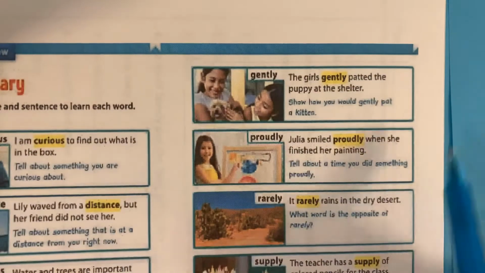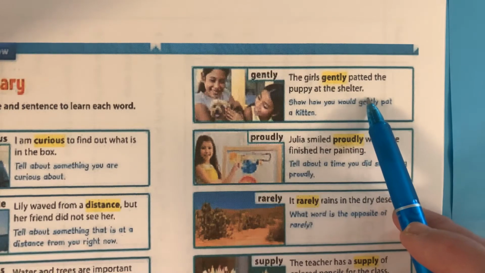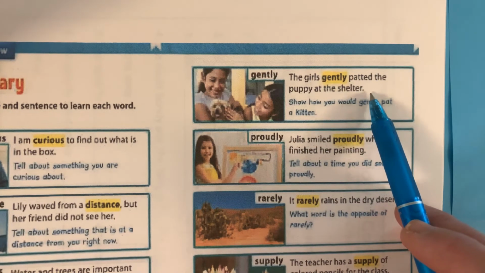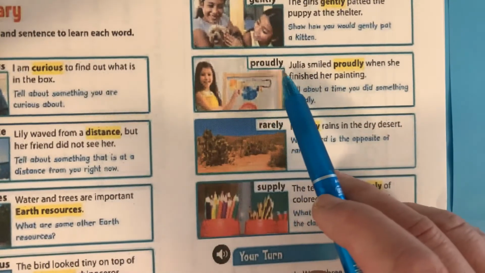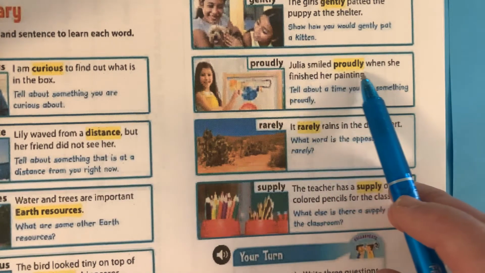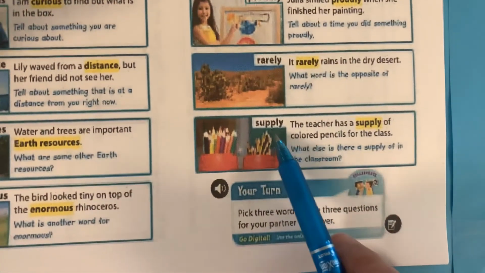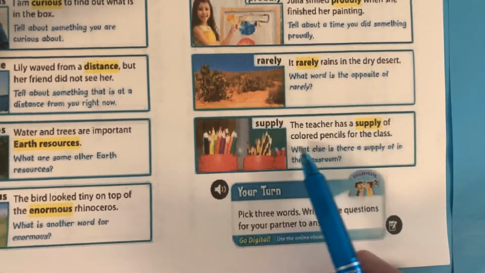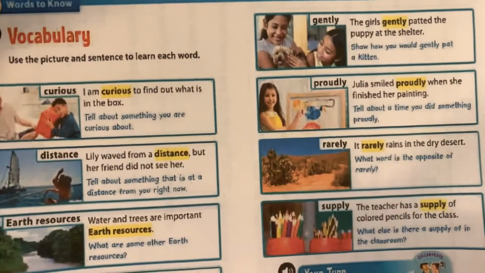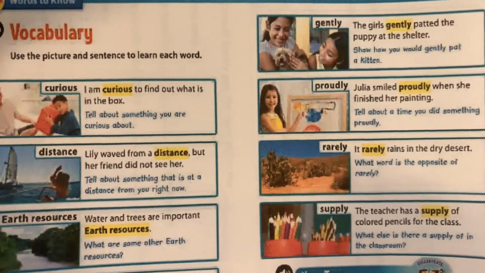Enormous. That bird looked tiny on top of the enormous rhinoceros. The next word, gently. The girls gently patted the puppy at the shelter. Proudly. Julia smiled proudly when she finished her painting. Rarely. It rarely rains in the dry desert. Supply. The teacher has a supply of colored pencils for the class. So go back and read all of those sentences again so that you practice saying those words.